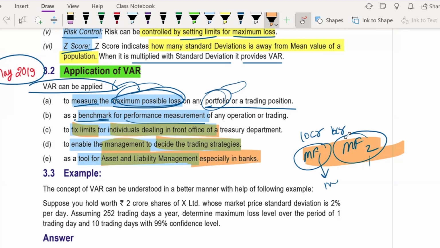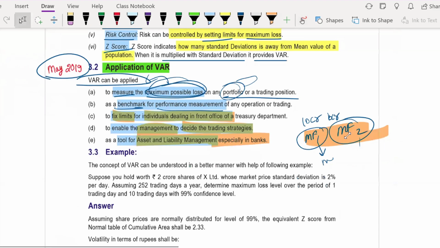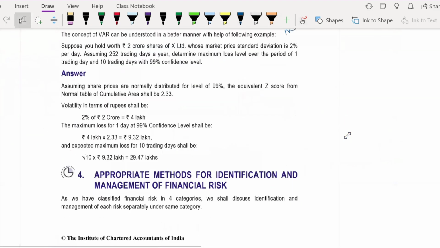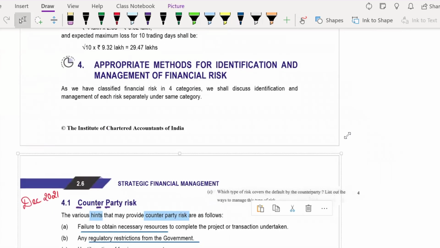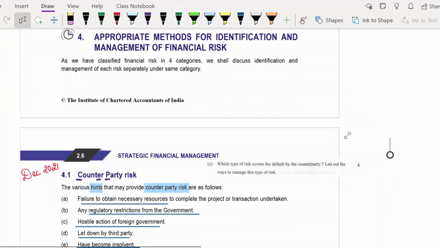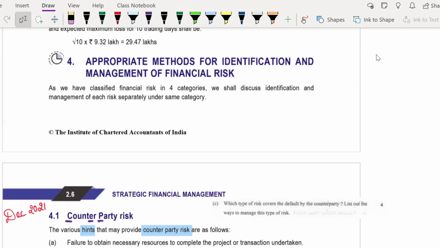An individual can know and fix their limits. The management can use this to fix their trading strategies, and it can be used for asset and liability management in banks. Any doubts in the VAR concept? So this was all about VAR, or what we call value at risk. Okay, can we move on to the next topic? Any doubts? So I think we can continue.